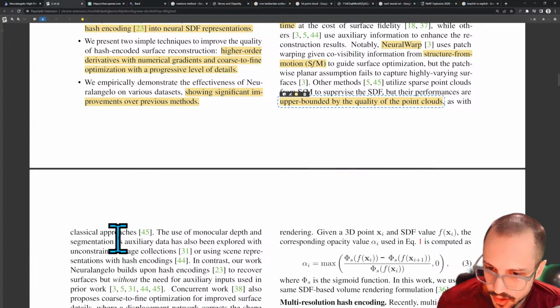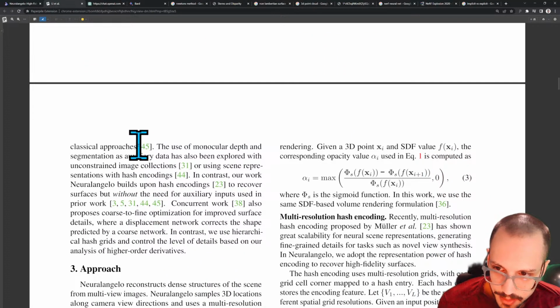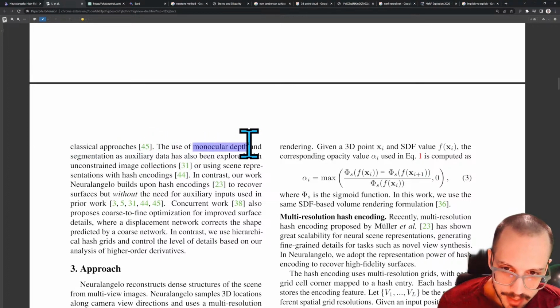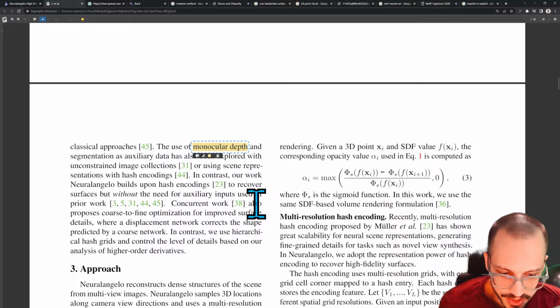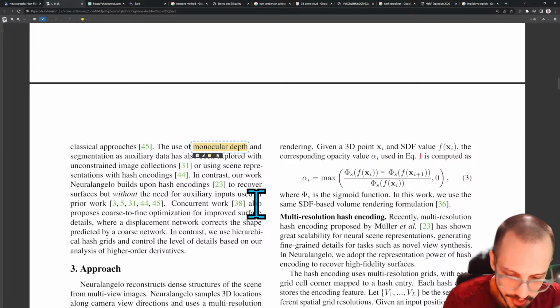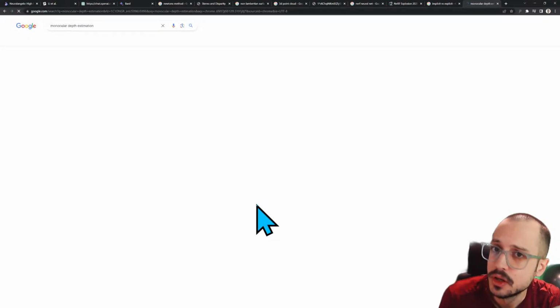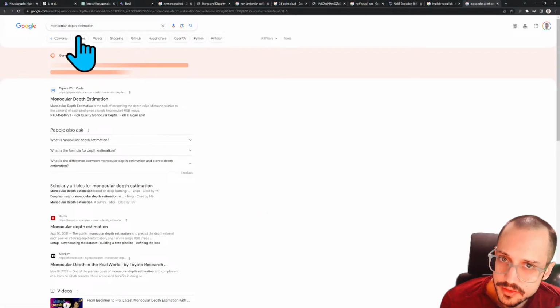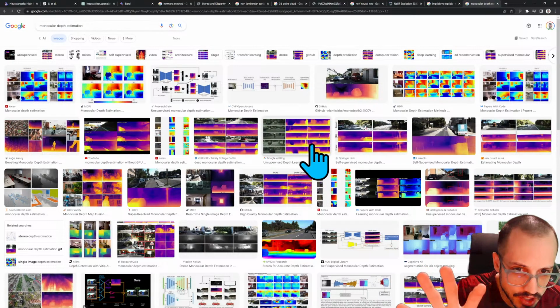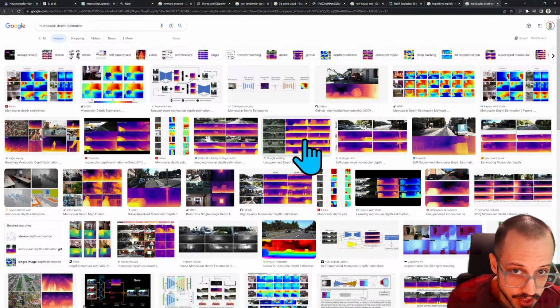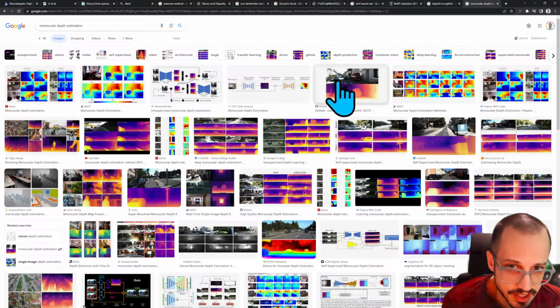So the use of monocular depth and segmentation as auxiliary data has also been explored. Monocular depth there refers to the fact that you can actually get depth from a monocular camera. This is called monocular depth estimation. So there's a whole family of approaches where basically given a single RGB image, can you reconstruct the depth? And the neural network is telling you what the depth is, right?